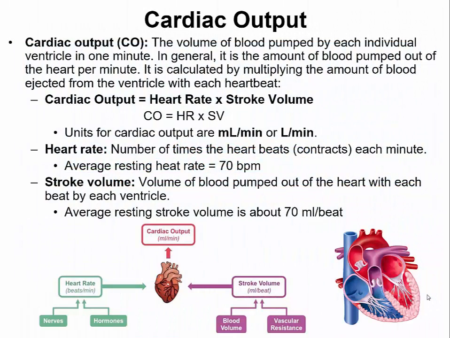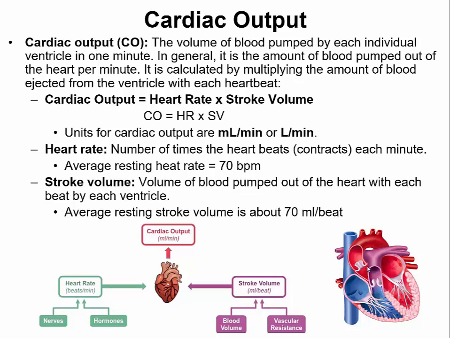In this video, we're going to be going over cardiac output and the factors that affect cardiac output. Cardiac output is the volume of blood pumped by each ventricle in 1 minute. Generally, the right ventricle pumps blood to the lungs and the left ventricle pumps blood to the rest of the body, and they're pumping the same amount of blood. But when we measure cardiac output, it's either one ventricle or the other.